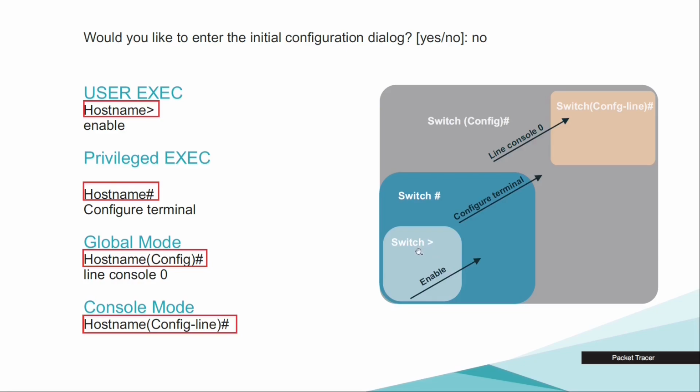If I want to move from the user exec mode to the privilege exec mode, I can do the command enable. Enable will take me from the user exec mode to the privilege exec mode. If I would like to move to the global configuration mode, I can do configure terminal. From the global configuration mode, if I would like to move to one of the sub-configuration modes, for example, the line console sub-configuration mode, I can do the command line console 0. So let's do our commands and see what will happen.